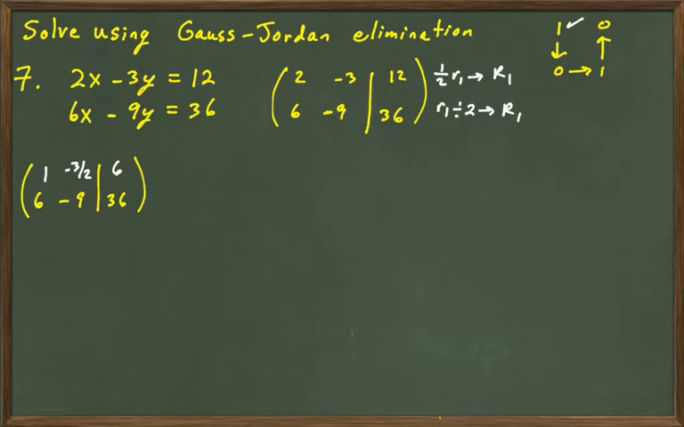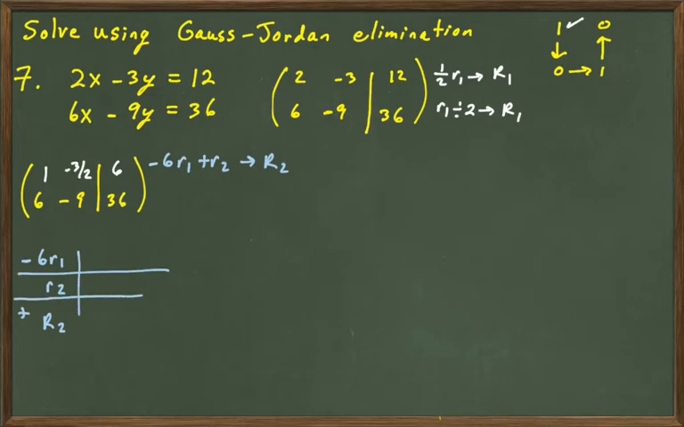The next thing we want to do is make this 6 a 0. That's in column 1, so we want to use row 1. We're going to use the opposite of 6, which is negative 6, with row 1. So negative 6 times row 1 plus row 2 is going to replace row 2. Negative 6 row 1 added to row 2 becomes our new row 2.